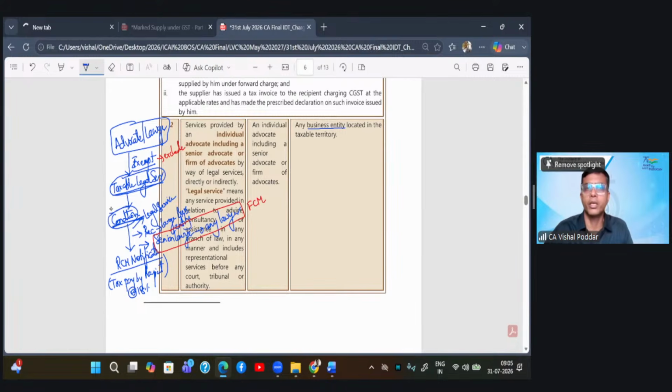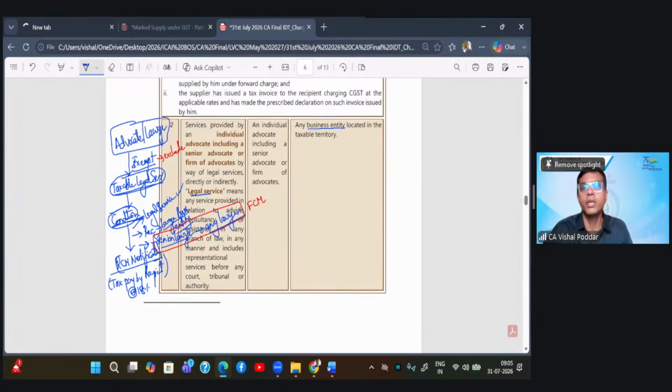You satisfy these conditions, so it should fall in the definition of legal service. Second, your recipient should be large business entity. And third, it should not be a service given by a senior lawyer to any lawyer. Once all these three conditions are satisfied, then you fit in the RCM notification. Tax will be payable by the recipient. Now in this, few concepts you need to understand. Firstly, what is a legal service?